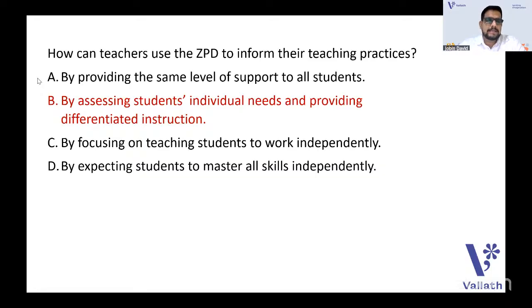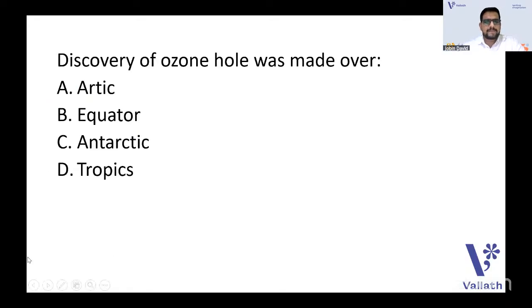So the individual needs are assessed by the teachers, and they should provide differentiated instruction. That means for each student, an instruction should be provided. That means learning with the help of a teacher is ZPD. That is the zone of proximal development. Clear? Not independently actually.